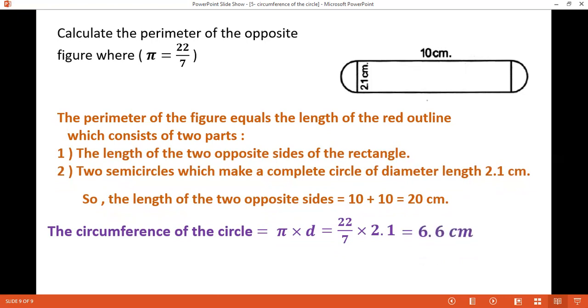So I want the perimeter of this shape. This shape consists of two semicircles and a rectangle. So I'm going to add the circumference of the circle plus the two side lengths of the rectangle. The answer will be 22.6. Okay, that's all for today.